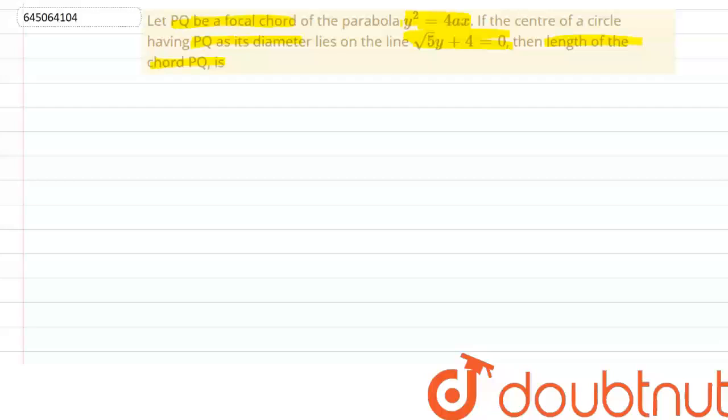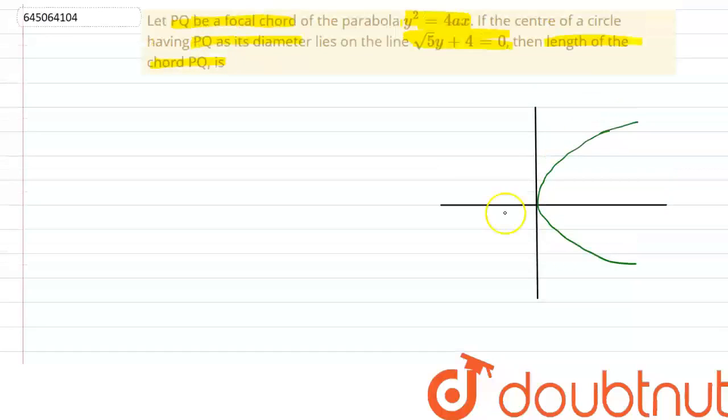Here let us assume our coordinate plane and a parabola. This is our coordinate plane and this is our parabola. What is our chord PQ? This is our point P, and for this parabola 0, 0 is this point. PQ is our line. Let us take a point P here and Q here. Let PQ be our focal chord. Let us join all these points, P and Q. This is our focal chord.